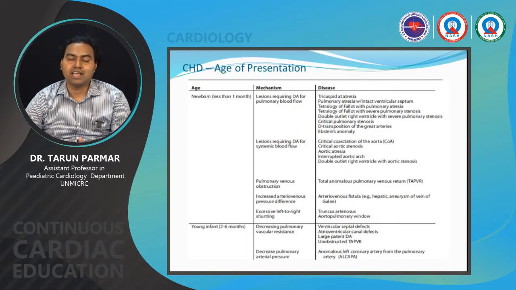And then the second presentation age is at 4 to 6 weeks of life when the PVR drops. So most of the time these are post-tricuspid shunts with increased pulmonary blood flow. When the PVR drops, the increase in pulmonary blood flow will lead to an increase in the left to right shunt and increased pulmonary circulation. These are VSD, AVSD, large PDA, and notably ALCAPA is also present during this age group.